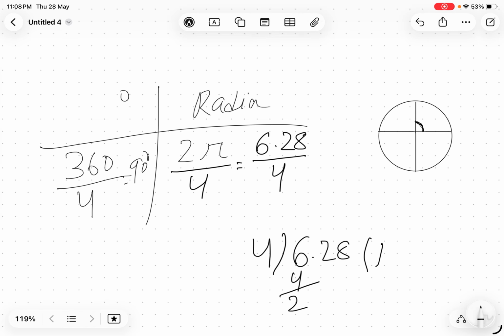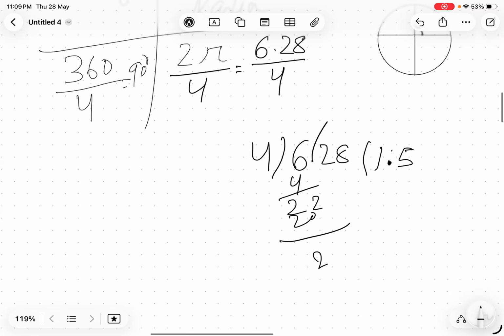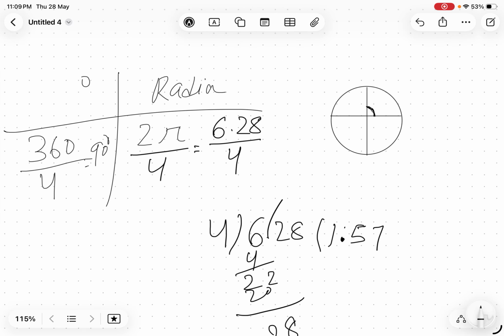So when we solve this, like 6.28, we have to remove this and make a decimal here. Now 2 4 5 ja 20, then we have 2, then 8, then we have 4 6 7 7 ja 28, right? So you can say that 1.57 radian is equal to 90 degree.